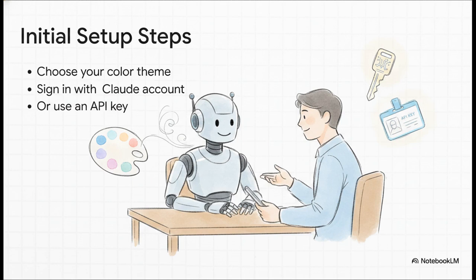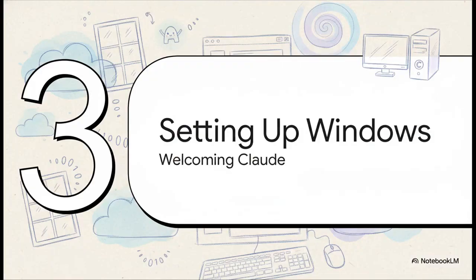What happens next? The very first time you run that Claude command, you're going to go through a quick setup process, kind of like HR orientation for your AI buddy. You'll choose your color theme, so they match your office decor, and then you'll sign in. You can authenticate using your Claude account, so whether you've got Pro, Max, or if your company uses Enterprise, just be sure to select that. Alternatively, you can drop in an API key if that happens to be how your organization handles access. Super straightforward. Okay, let's transition over to Section 3, setting up Windows and welcoming Claude to the PC.